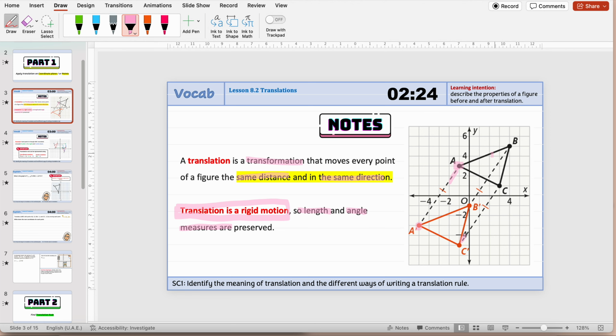As you can see, I just moved the shape. So this side is the same length as this side. This one is the same length as this one, and so on. The angle that is here, angle A, is the same as A prime, the new one, okay?